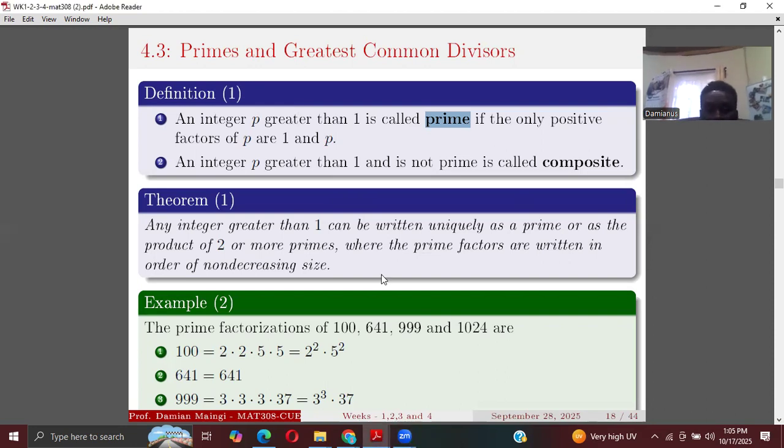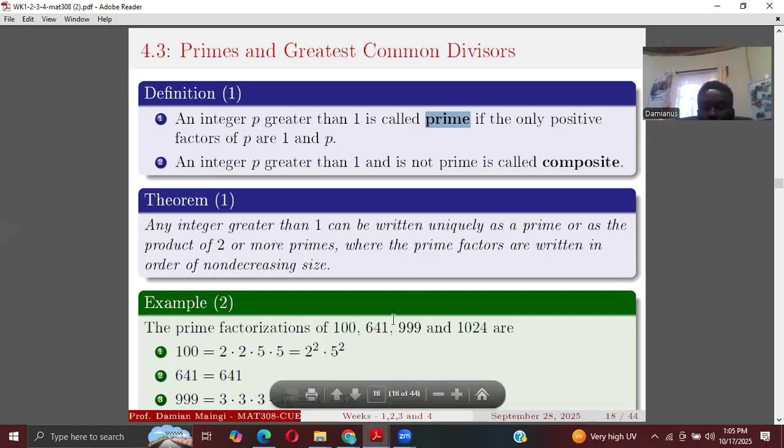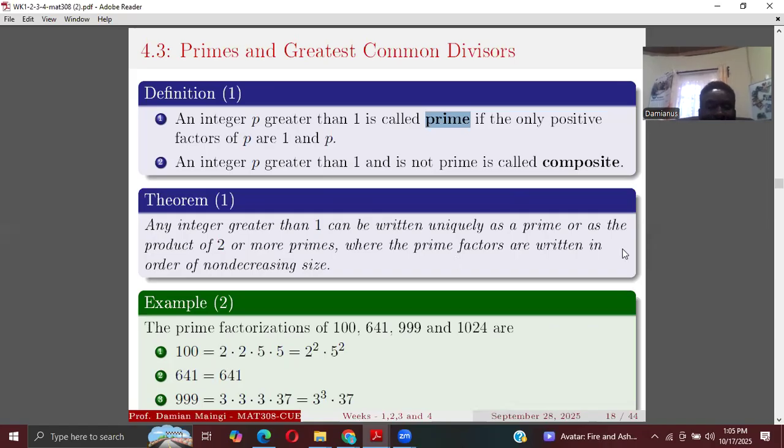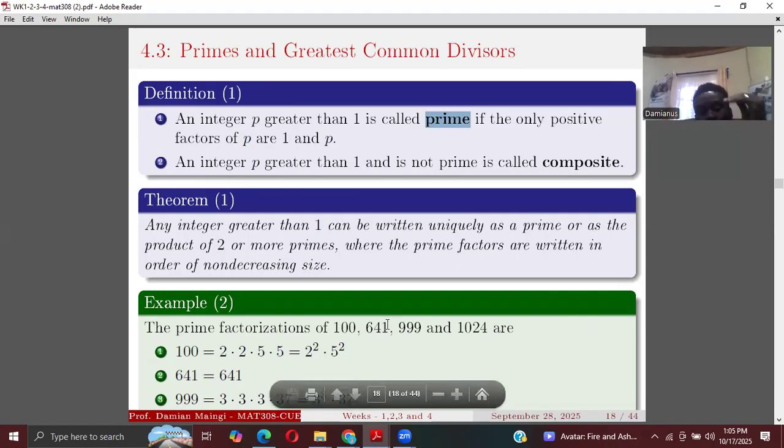Perfect. We have 10 minutes, so I can make use of them. Now all the numbers can be factorized, what we call prime factorization. An integer greater than 1 can be written uniquely as a prime or as a product of two or more primes, where the prime factors are written in order of non-decreasing size. In other words, 2s first and so on, okay?